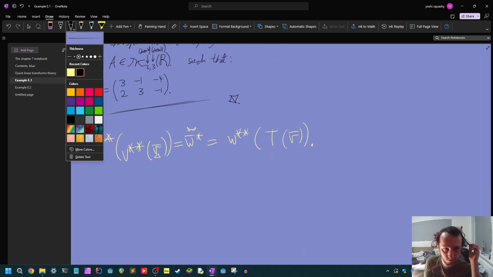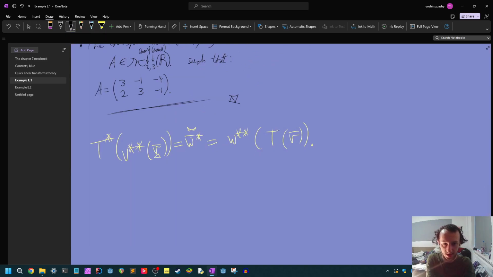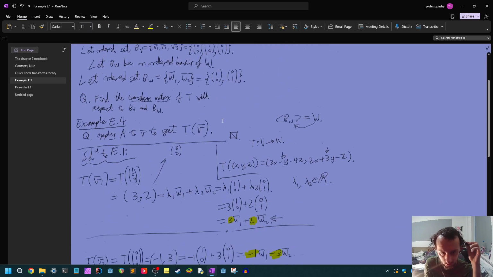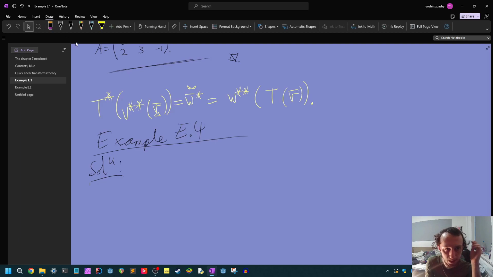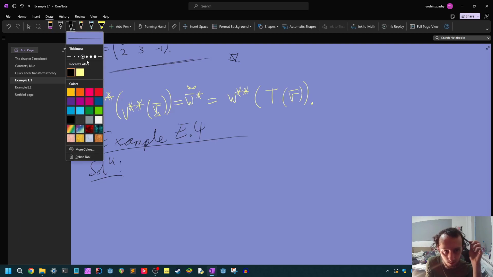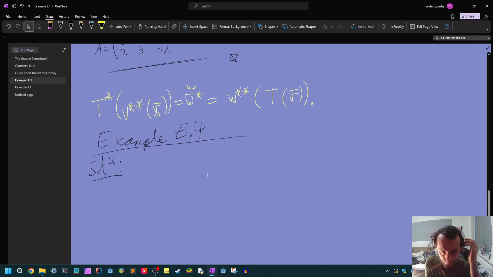Alright, let's do it. As promised, our final example, and this should be a little bit simpler. Example, we're finally there, 8.4. I'm kind of used to the thick pen, so maybe I'll switch to a thicker pen. Alright, so we've got our A. As we've seen here, A is the same as our T star.